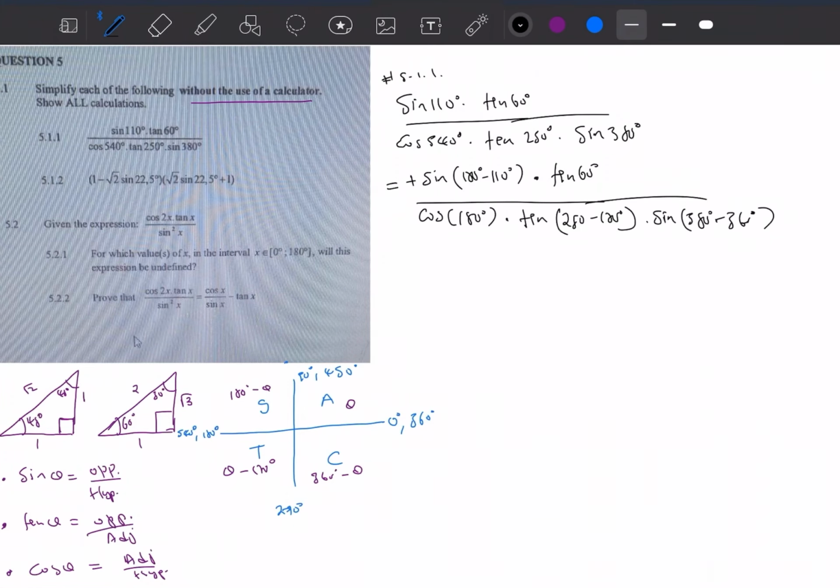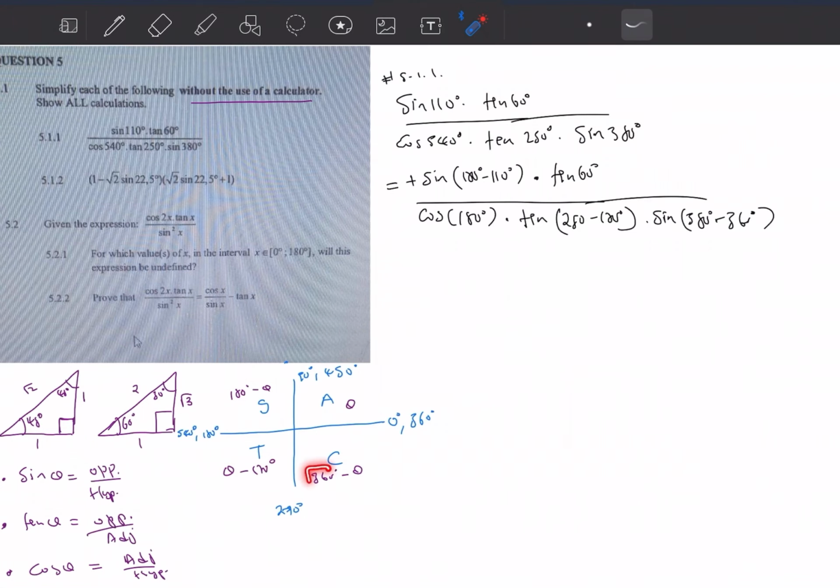Remember, we are trying to reduce an angle to fit in the first quadrant. That is our aim. 380 is equal to 20 degrees. To see that, you can just say 380 minus 360. You can already see the pattern here. It was 180 minus theta, now it's theta minus 180.